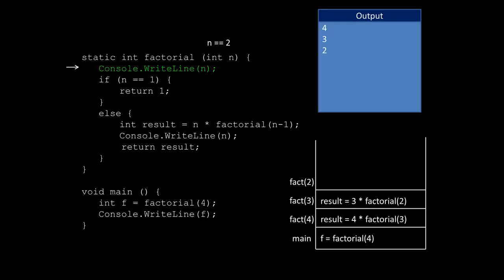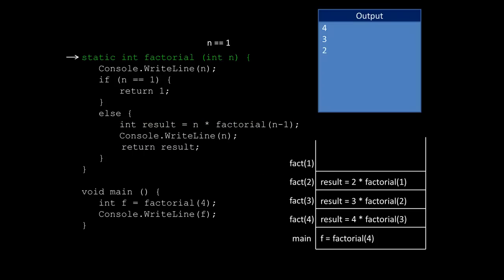So the first thing that we do for this clone is to console.WriteLine n, which is 2. And you can see a 2 in the output now. We do the check to see if n is equal to 1 again, which it's not. So again, we jump down here to the else and we calculate another result. In this case, the result is going to be 2 times the factorial of 1. And just like the others, this clone has pending work as well.